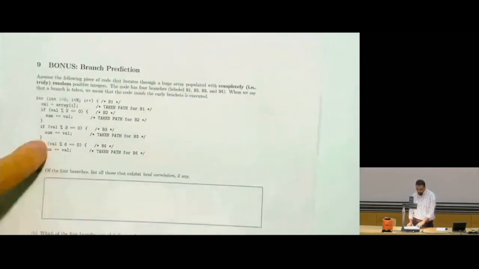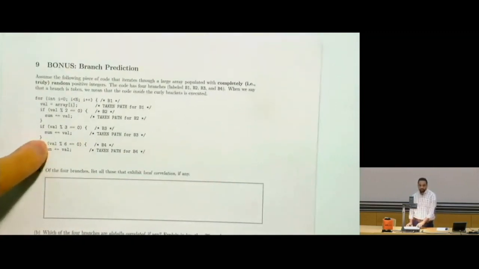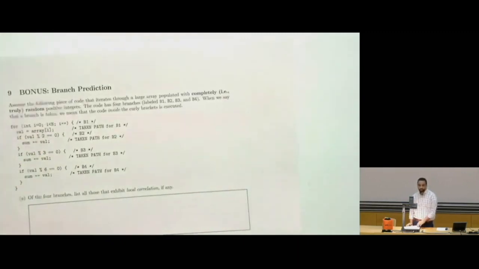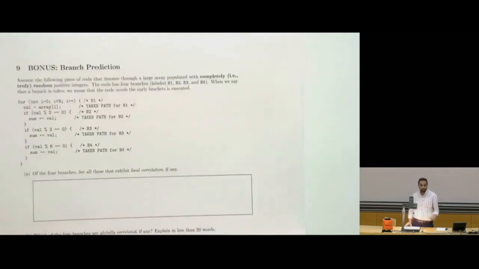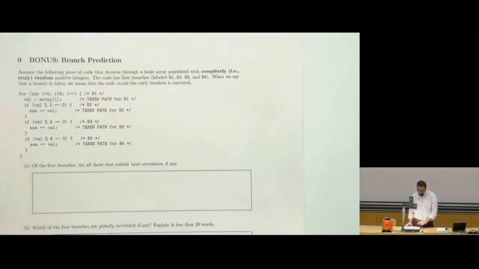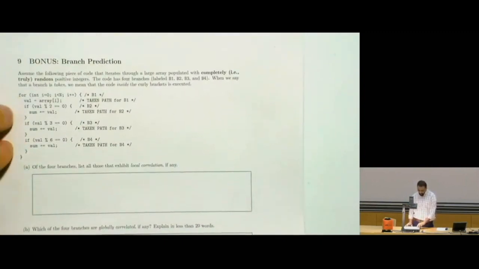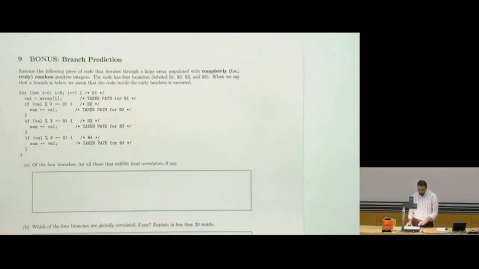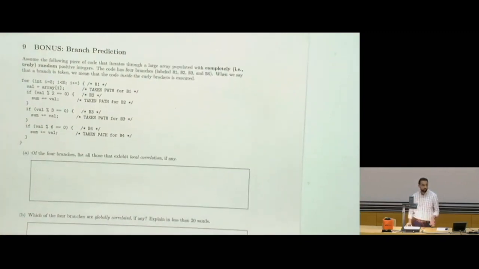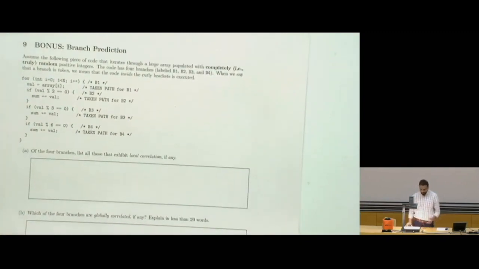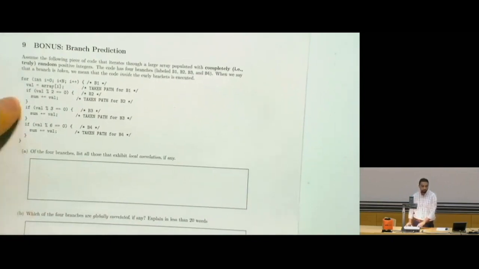So you are given a piece of code, and it's basically an array of n elements. And the values of those elements are truly randomly generated, so you cannot predict the value of those elements at each index. And you have 3 if statements inside the for loop. At each if statement, you are trying to examine if that value is a multiple of 2, 3, or 6. And this is not if-else. This is very important.